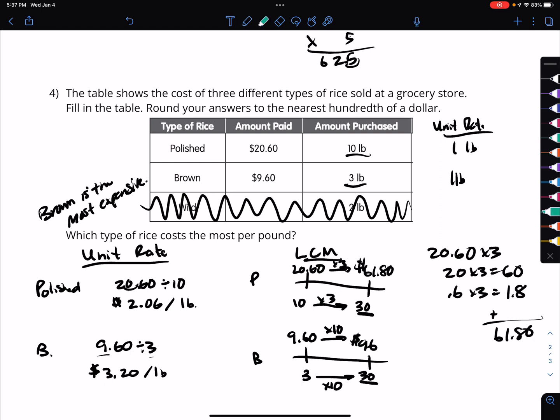So if we're looking at this here, this clearly shows that brown rice is more expensive, and the fact that it would cost $96 to buy 30 pounds compared to $61. So here we definitely see that brown is the most expensive.